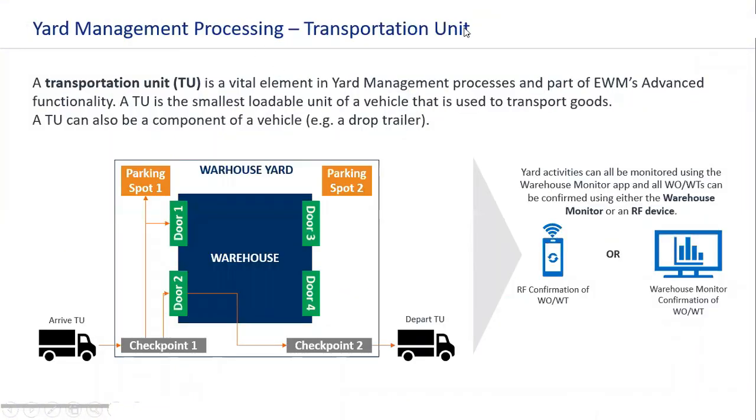So moving on, this is the transportation unit. It is a vital element in yard management processes and is part of EWM's advanced functionality. The transportation unit is the smallest loadable unit of a vehicle that is used to transport goods. A transportation unit can also be a component of a vehicle, e.g. a drop trailer. I don't know how valid that would be for us, to be fair.